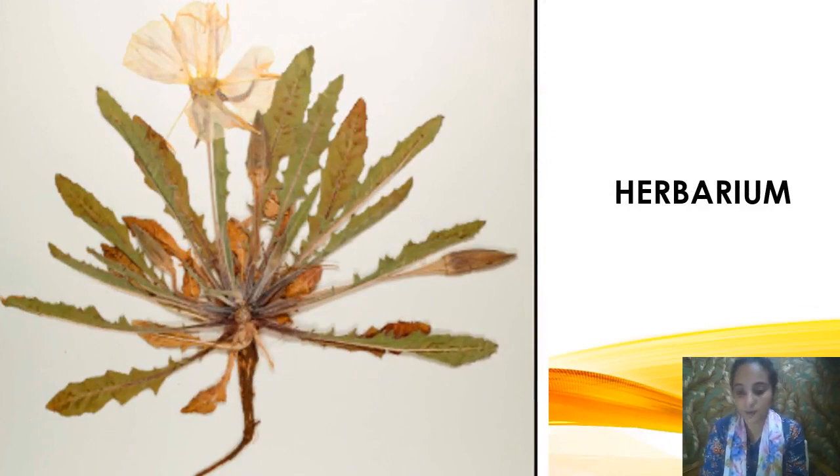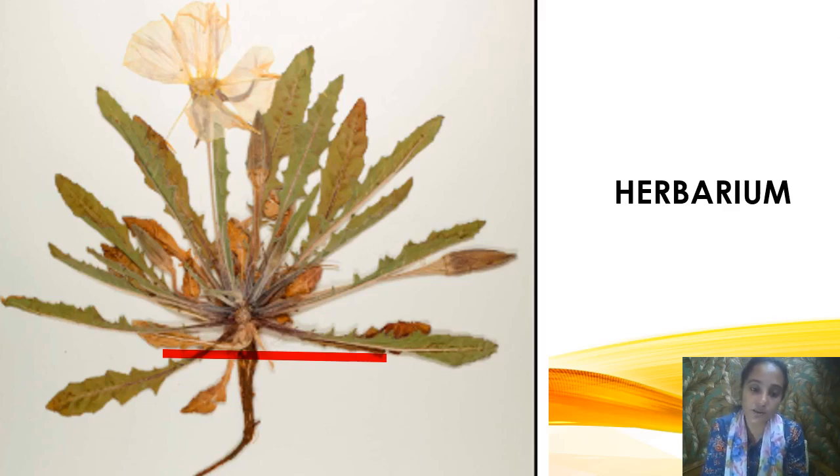This is a herbarium sheet. So can you see here? This is a plant, and the flower is here. The basic parts are here, like a leaf has been shown, and by seeing the leaf, we can identify that they are originating from a single point.